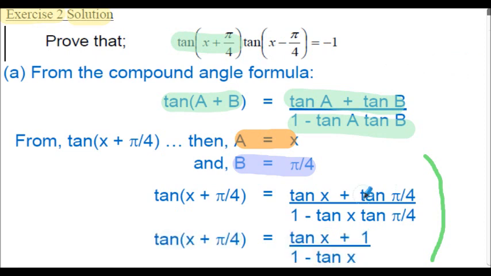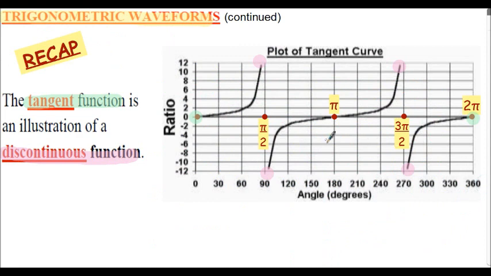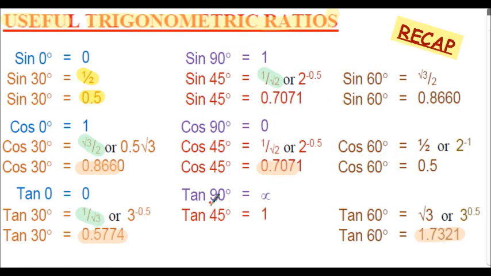Just note here that tan of pi upon 4, or tan of 45 degrees, is 1. So that's how we end up with tan x plus 1 on the top line and 1 minus tan x on the bottom line. Here's our tangent waveform plotted, essentially at 45 degrees, which is about here on our diagram. That would produce a ratio of 1. That was one of the useful trig ratios we highlighted on our previous slide. The ratio of tan 45 degrees, or tan pi upon 4, is 1.